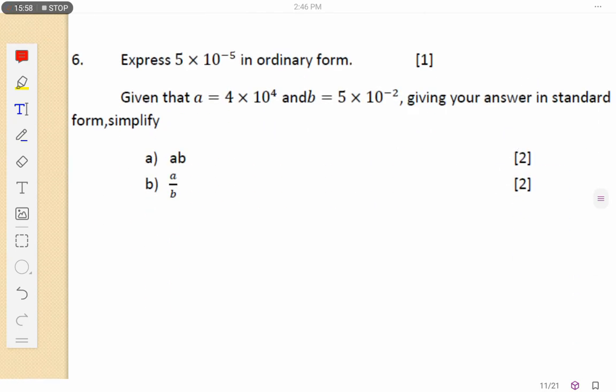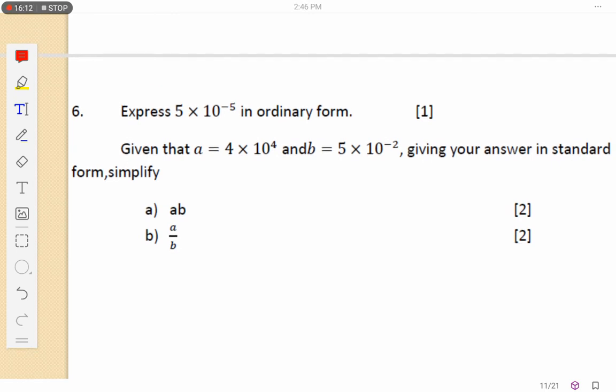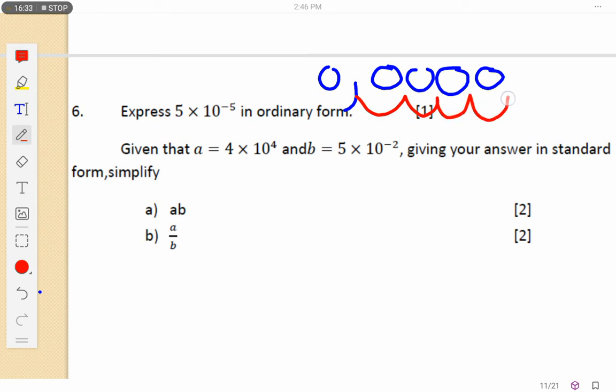Okay, let's go on to the next question. Number 6. The first part of the question is asking us to express 5 times 10 to the power of minus 5 as an ordinary form. So we are writing it in terms of commas there. I'll write 0 point. Because I've got a negative, it means I have 0 point something. So I have 0, 0, 0, 0. I now have 4 zeros, meaning for my comma there, which is 5, I'm going 1, 2, 3, 4. So I have to go another one, and I'll write a 5 instead of a 0.